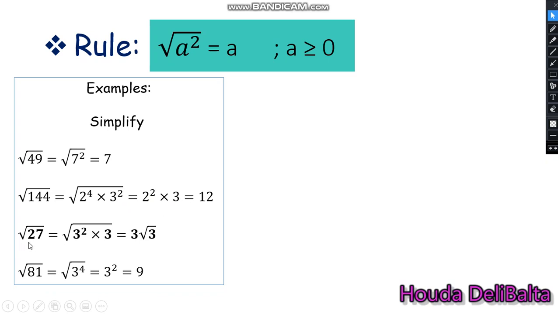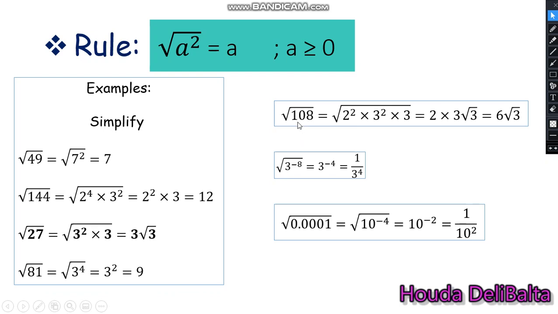Similarly for radical 27, it's radical 3 squared times 3, carried out as 3 radical 3. And similarly here for radical 108, it's decomposed as follows. These are carried out and 3 is kept inside the radical. Radical 3 to the power minus 8 is 3 to the power minus 4, which is, as we mentioned before, because we have a negative exponent, the reciprocal of the power number itself.